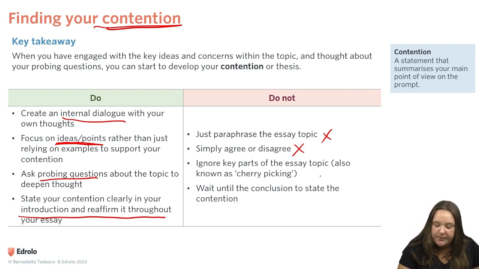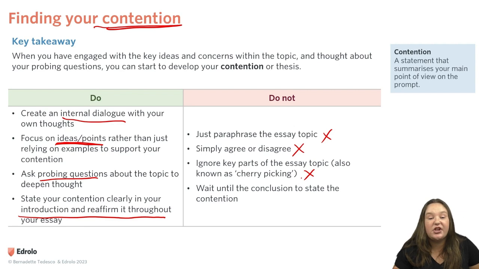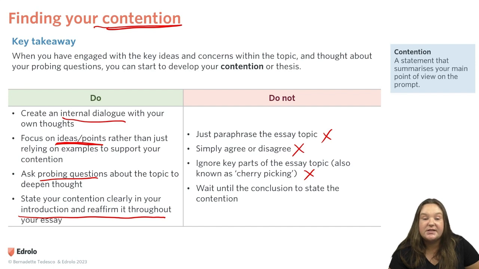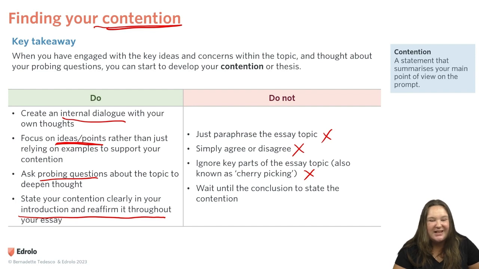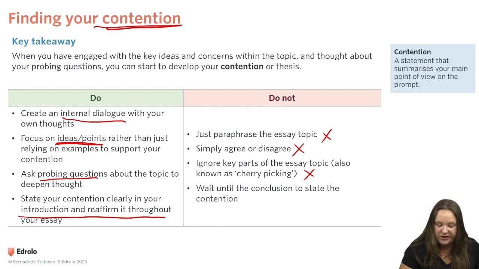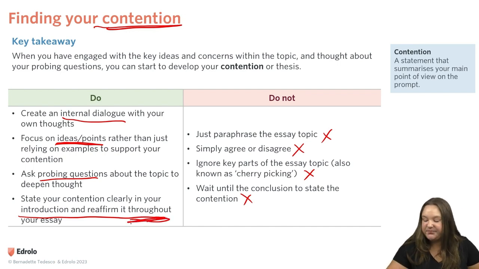You don't want to ignore key parts of the essay topic, also known as cherry picking. For example, in the topic that we've been looking at, ignoring the word consequences would be cherry picking, or lumping isolation and confinement together as one idea rather than looking at them as two nuanced ideas or two nuanced themes would be an example of cherry picking. And you don't want to wait until the conclusion to state your contention. You want to make sure that it happens throughout, not just at the end.